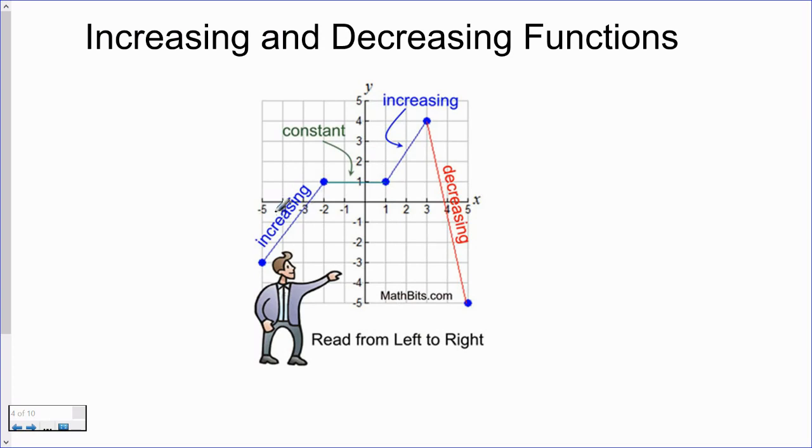And we always read a graph from left to right. So I'm reading it from left to right. This graph is increasing. It's going up as I read it from left to right. Constant means it's staying the exact same height. This is a height of 1. And then the next one, this is increasing from here to here, and then it decreases.